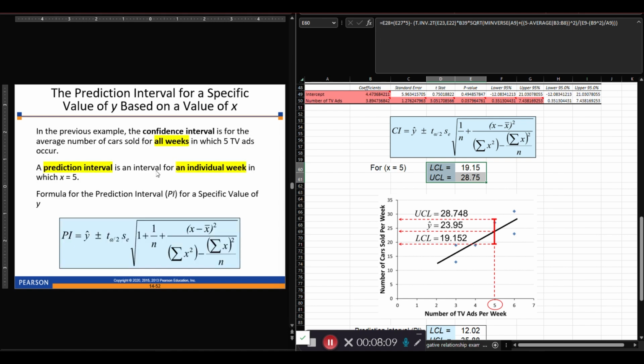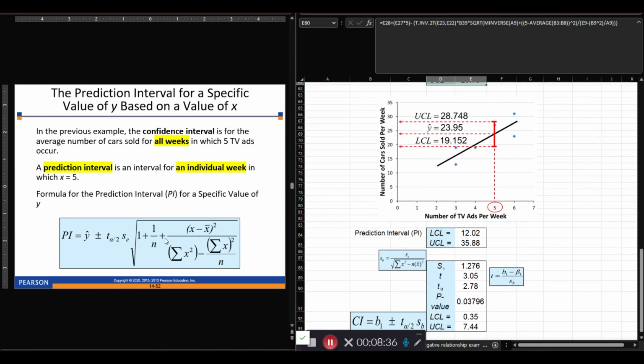Now, the prediction interval. As you can see in the previous example, the confidence interval is for the average number of cars sold for all weeks. So this is for the average, and that's why we have average here. So we're measuring the distance to the average. But for the prediction interval, the difference is that we're interested in an individual, so the distance to that individual week. So if it's 5 in this case, it's going to be a different number. And usually the interval is going to be wider, so it has a larger margin of error in this case.